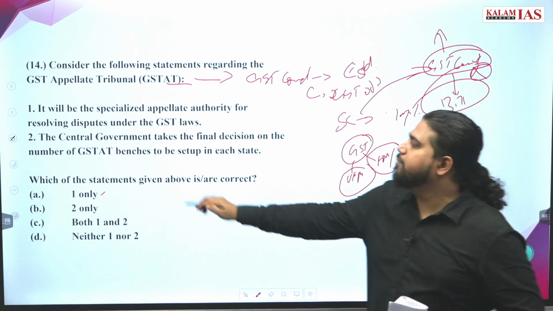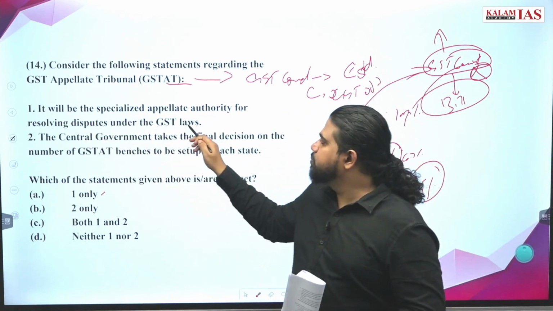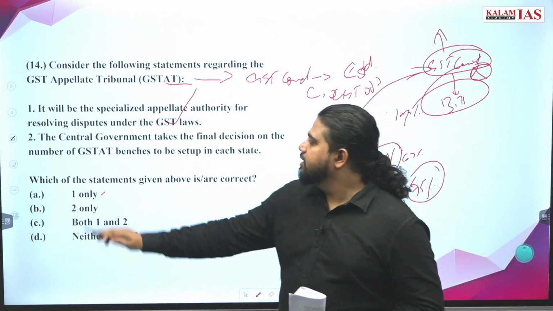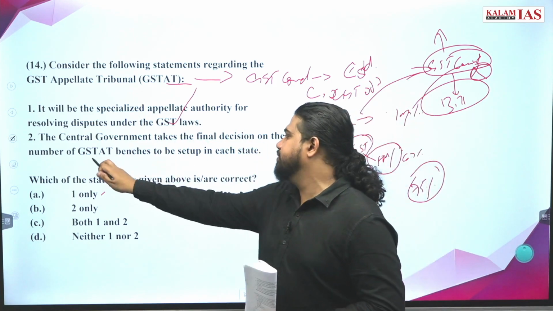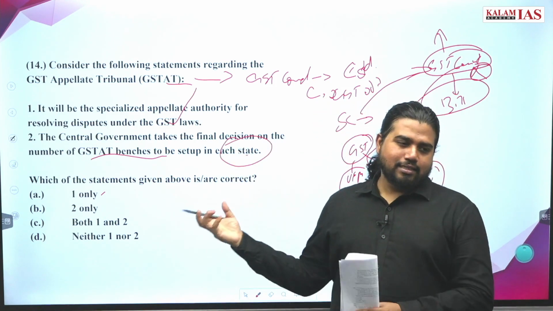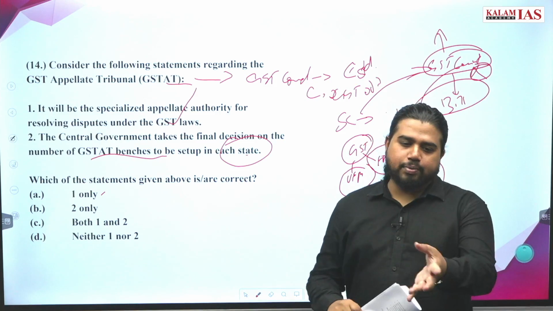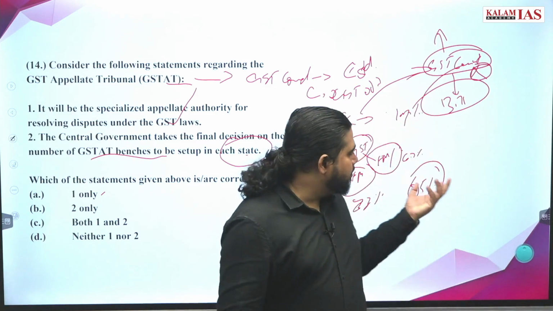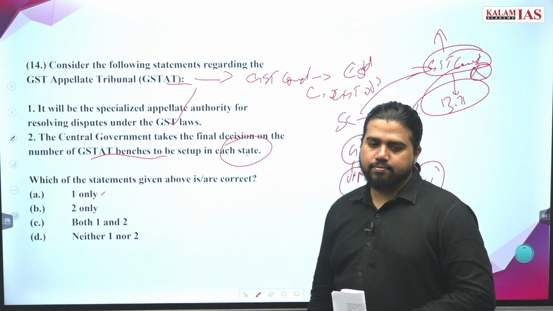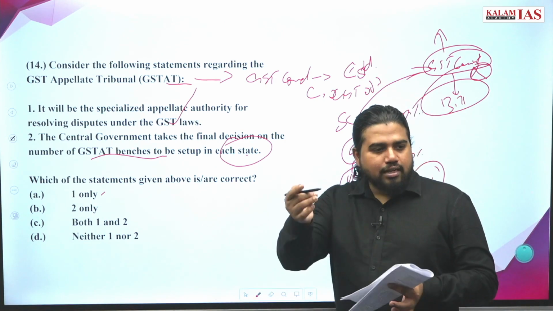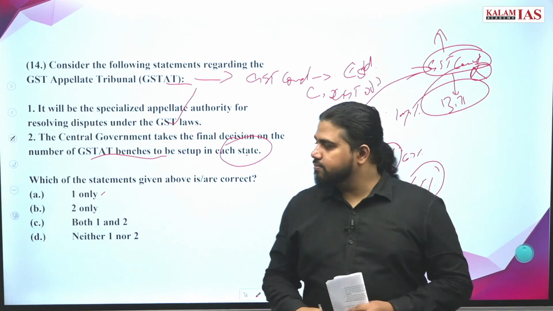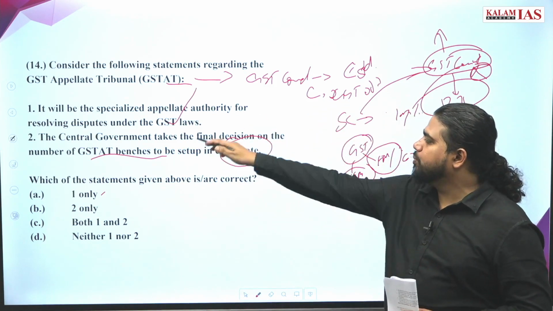If you know this much of the story, it is a specialized appellate authority for resolving disputes under GST laws. Every appellate body is for this only, solving disputes. The first statement should be correct. The central government takes the final decision on the number of GSTAT branches to be set up in states. How many state level GSTAT branches should be there in Maharashtra will in most cases be decided by the state. Why? Because it is a federal body where the center doesn't have complete autonomy over any decisions. So this is most probably a wrong statement.